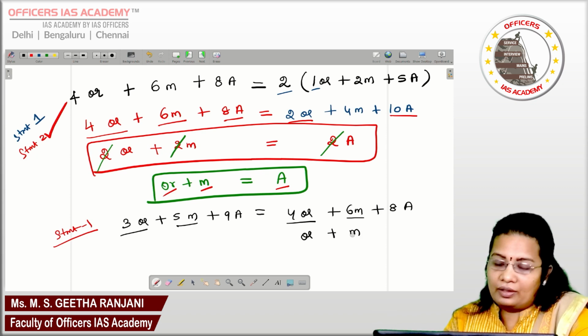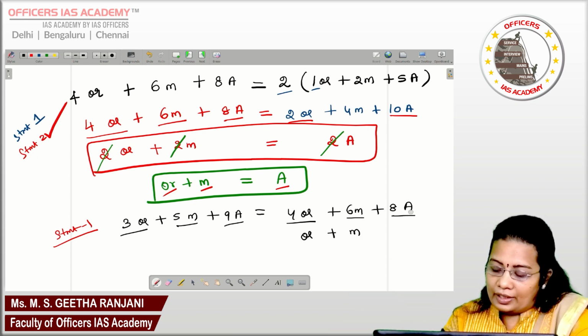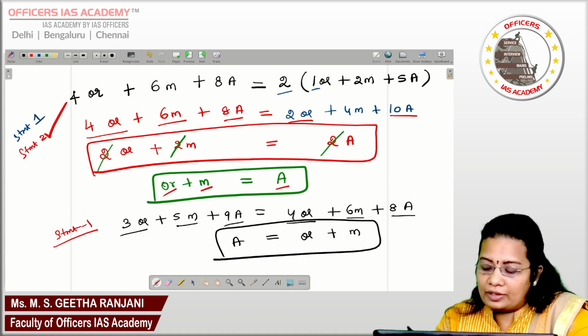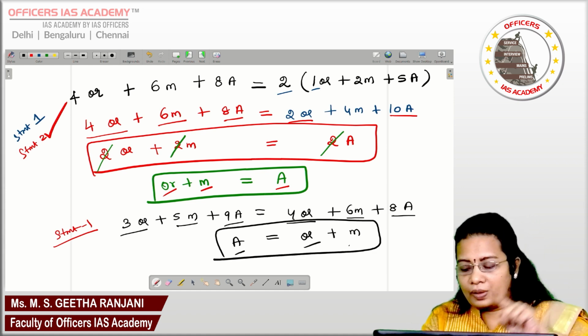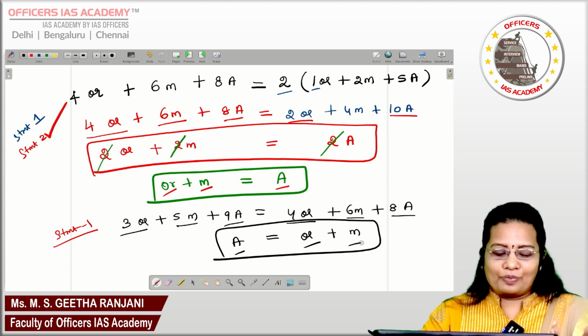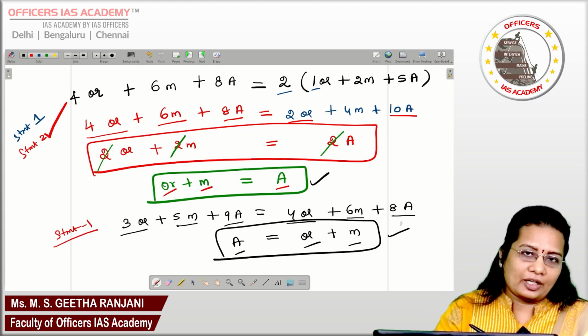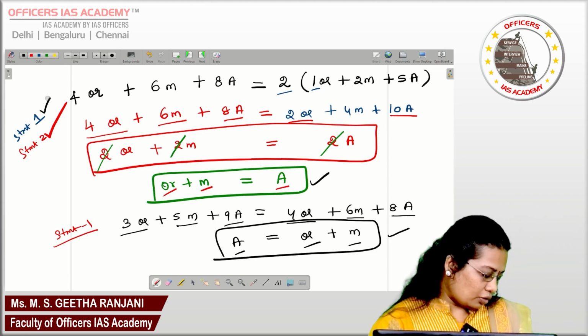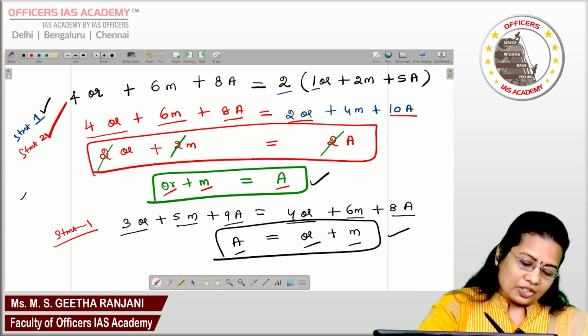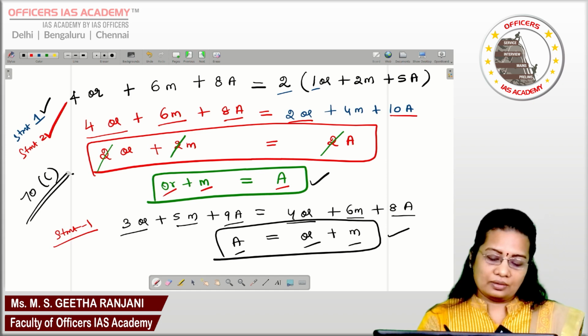Here 9 apple, here 8 apple. Subtract, you will get 1 apple on this side. So here also the same thing. Apple price equal to 1 apple price equal to 1 orange plus 1 mango. Yes, both are same. So this is correct means this is also going to be correct. So what is the answer you want to choose for this question is option C. Question number 70, the answer is C.